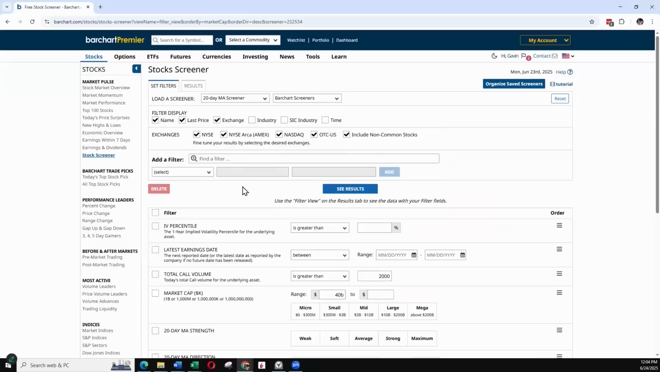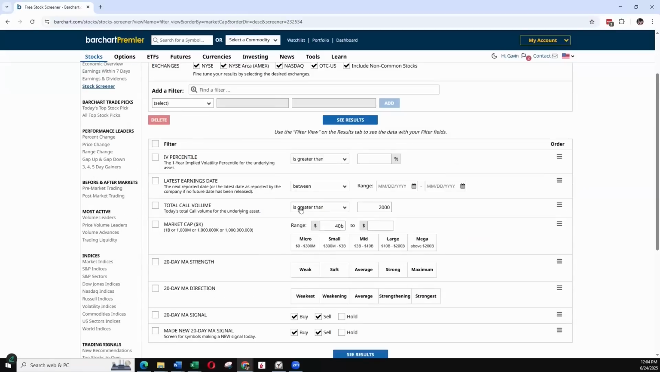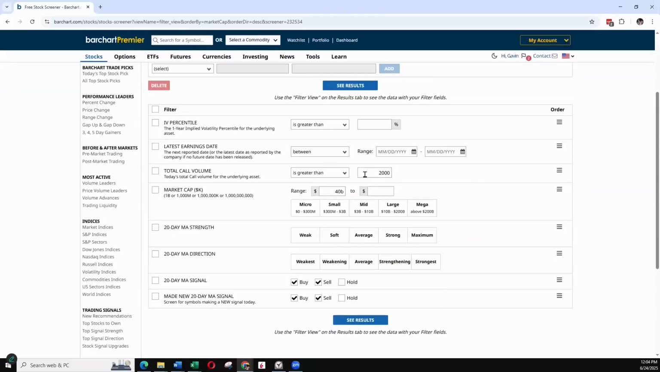Some of the main ones I use is this 20-day moving average screener. I'm going to filter for anything with call volume above 2,000, market cap above 40 billion, and I'm leaving selected buy and sell. So I'm going to see stocks that are breaking above and below the 20-day moving average.